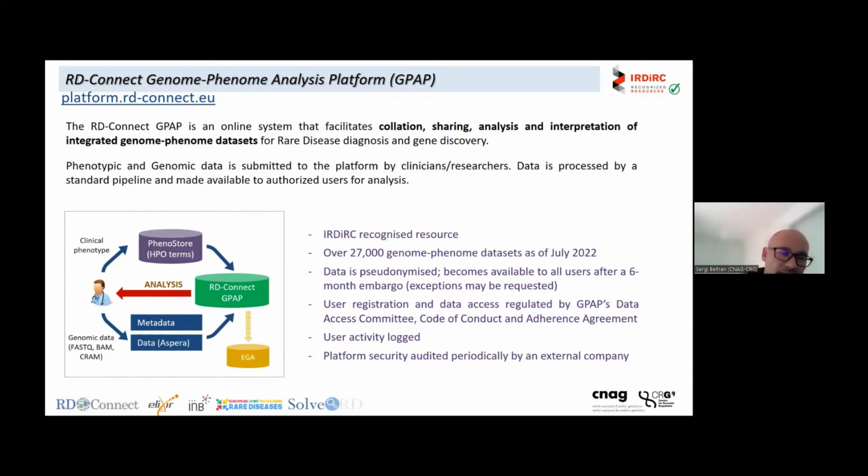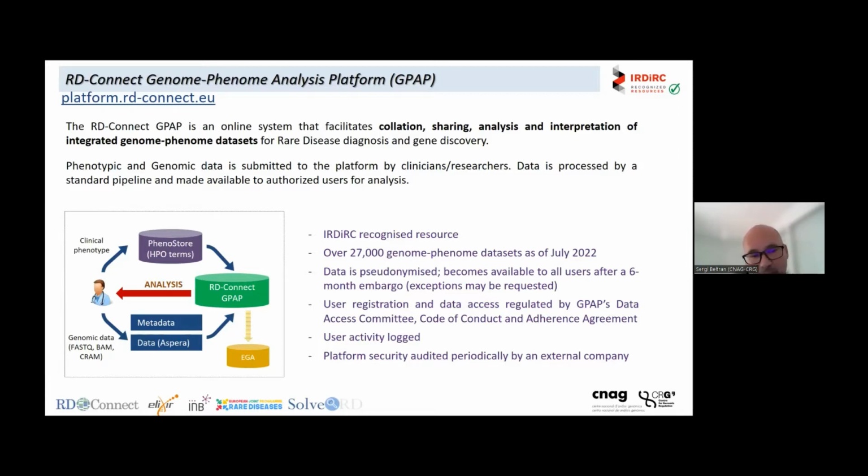Then on the other side, at the bottom, they submit the genomic data. This can be in the form of FASTQ, BAMs, or CRAMs. So we usually take the reads, the original raw data, and we pass it through a data analysis pipeline. Then we integrate the results in the system, the phenotypic information together with the genetic information, providing means for the clinicians and researchers to analyze this data.